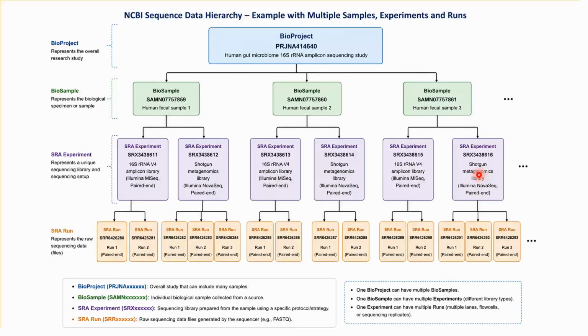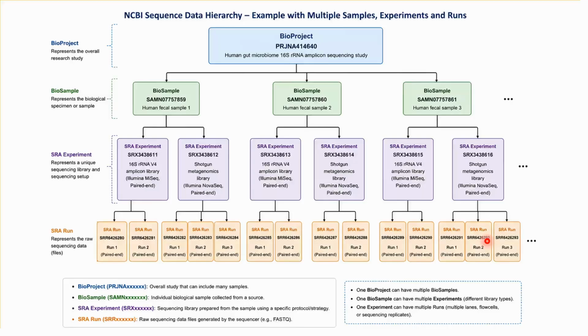Now look at the bottom level. Each experiment can contain multiple SRA runs. For example, this SRA experiment contains these 3 SRA runs. These runs represent the actual raw sequencing data files generated by the sequencing machine. Multiple runs occur because sequencing was split across multiple lanes, sequencing depth was increased, or technical sequencing replicates were generated. Importantly, multiple runs don't usually mean different biological samples. They usually belong to the same sequencing library.